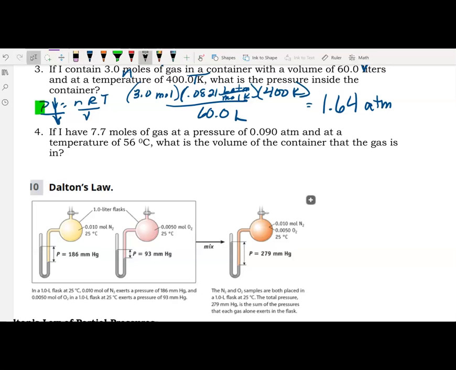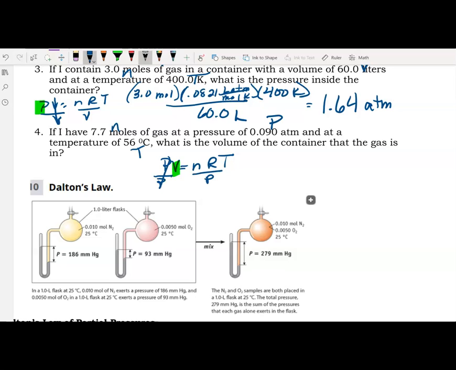Number 4. 7.7 moles. Which variable is that? N. And pressure, 0.090 atmospheres, is P. Temperature is 56 Celsius. We're solving for volume. So again, I'm going to write my equation out. PV equals nRT. And I'm going to solve for volume. How can I get volume by itself? Divide both sides by pressure.